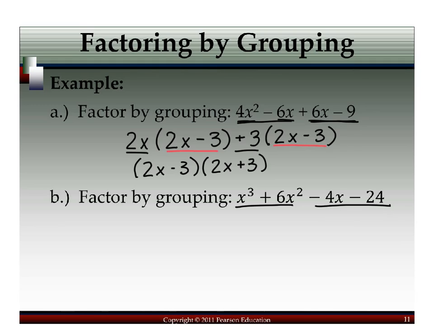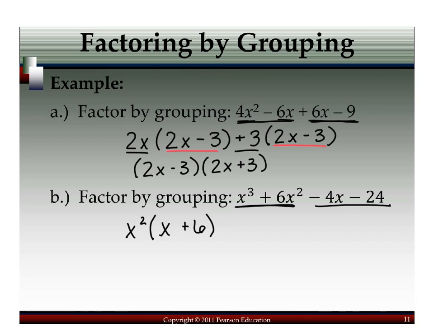So when we do that, factoring out the greatest common factor between the first two terms is going to give us x squared. Taking out x squared from x cubed, we're left with x. Then taking out an x squared from 6x squared is just 6.